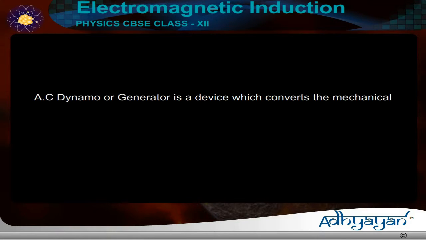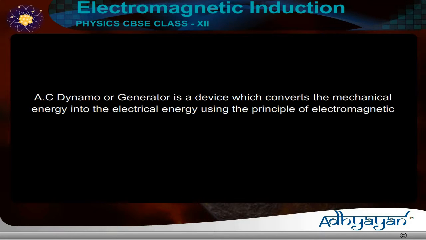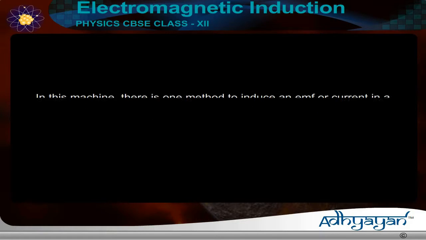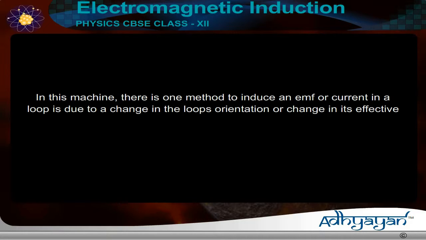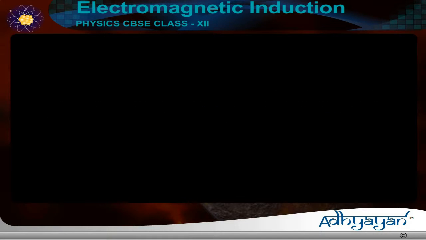AC dynamo or generator is a device which converts mechanical energy into electrical energy using the principle of electromagnetic induction. In this machine, one method to induce an EMF or current in a loop is due to a change in the loop's orientation or change in its effective area.